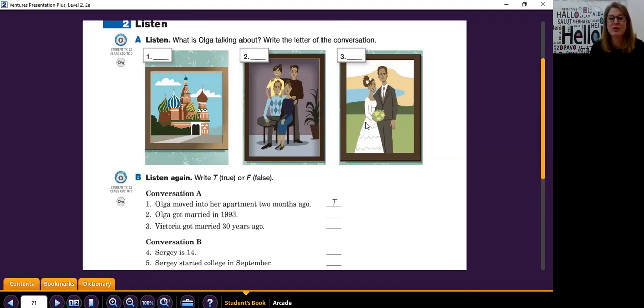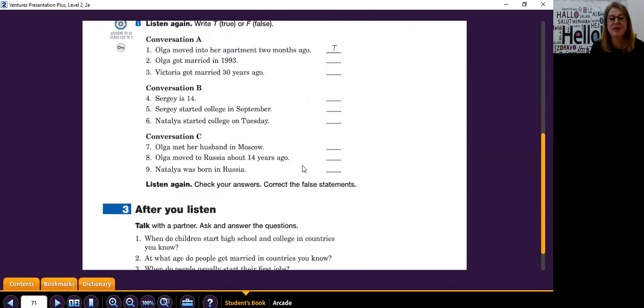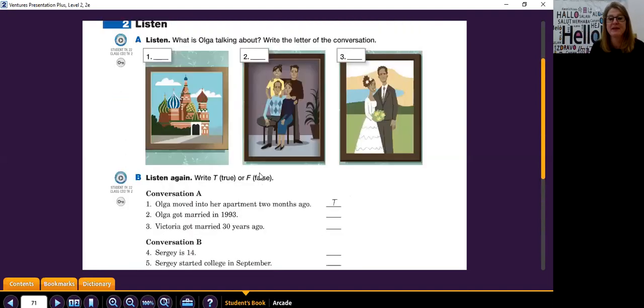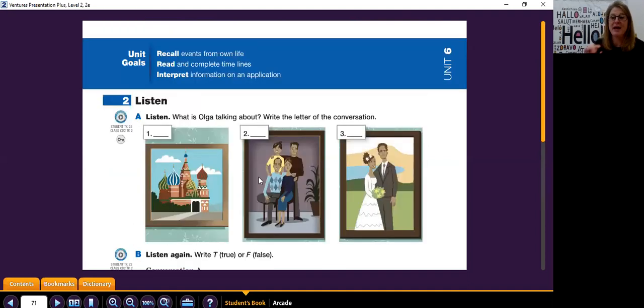So again, which picture does that go with? And down at the bottom for conversation C, pause the video and rewind it if you need to answer the true false questions. So at this moment, finish the work on this page, on page 71, and then hop back on. Pause your video, finish your work, and I'll start going through the answers with you, okay?